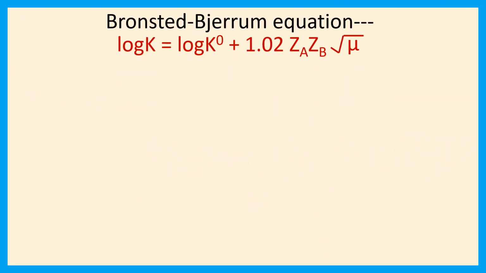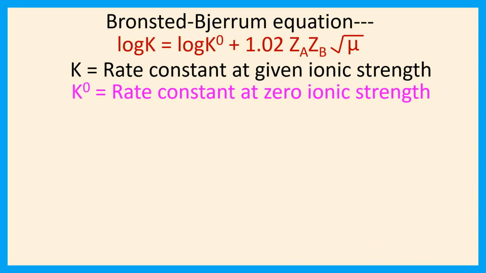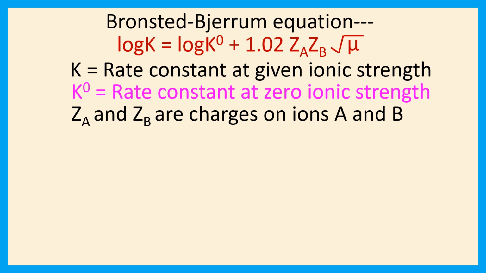We know from the Bronsted-Bjerrum equation log K is equal to log K0 plus 1.02 ZA ZB root mu, where K is the rate constant at given ionic strength and K0 is the rate constant at 0 ionic strength. ZA and ZB are charges on ions A and B, and mu is the ionic strength.